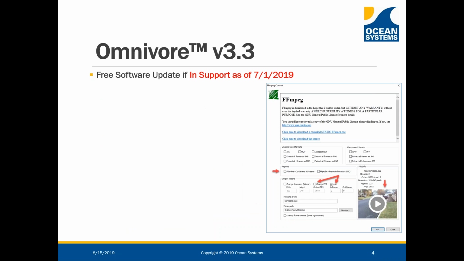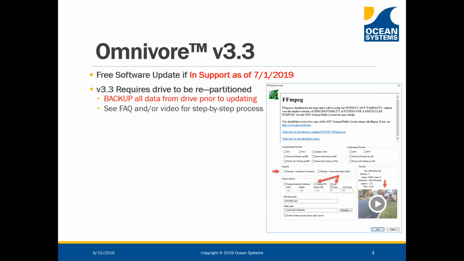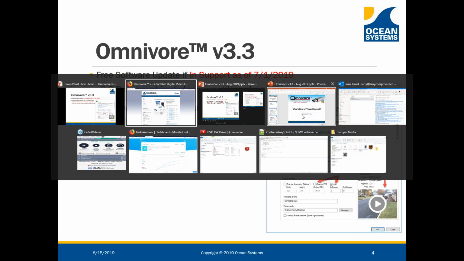Let's get right to the meat and potatoes, and that is Omnivore version 3.3, a free software update to all of our customers currently in support as of July 1st, 2019. And it is a major update. Version 3.3 will require your drive to be repartitioned. So that means that all of the data should be backed up from your unsecure partition and your secure partition prior to doing the update process. This is detailed in an FAQ we have, as well as a brief video that goes over that process.